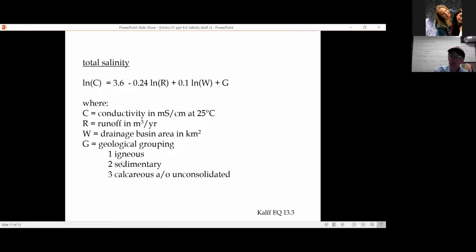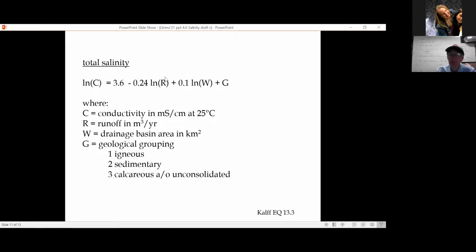Igneous rocks have a different elemental composition than sedimentary rock. And very calcareous, crushed up rock like glacial deposits, not only are they sedimentary rock, but they tend to release their elements very easily because they're already crushed up and broken, and they have lots of surface area and so on. So here's a formula, just based on empirical data, predicting the conductivity of lake water, and it predicts it pretty well based on three things.